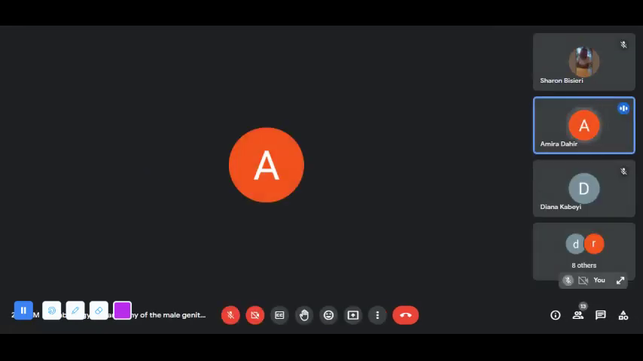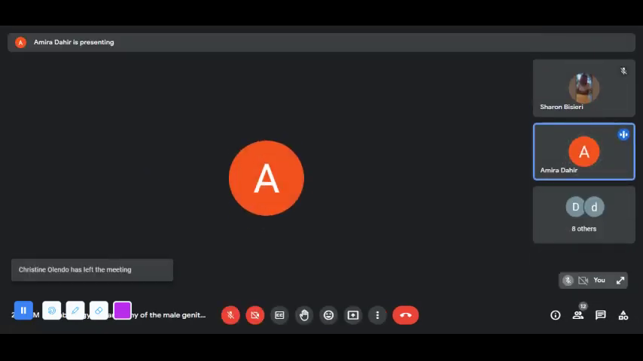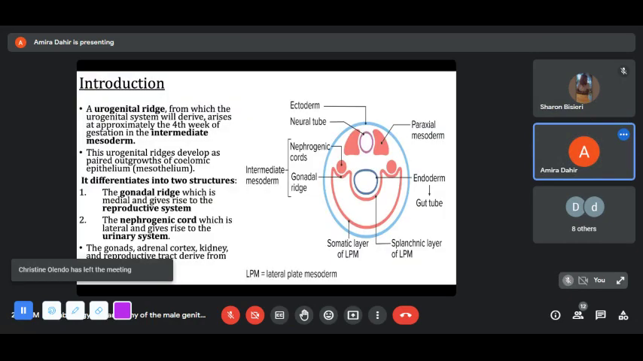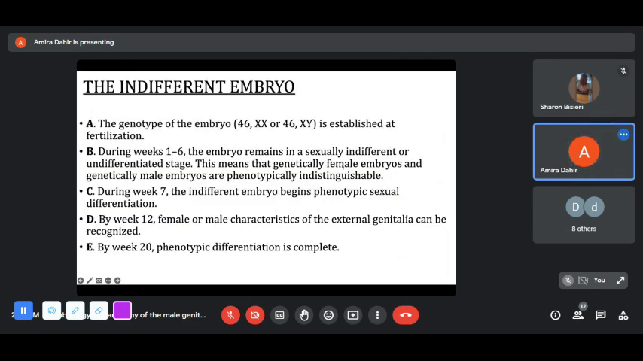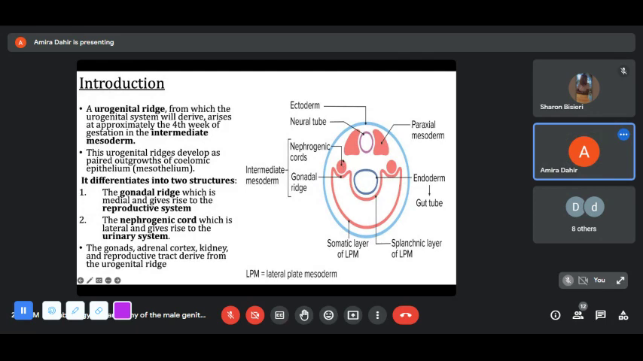Of coelomic epithelium, and it divides into two main structures. These are mainly the gonadal ridge, which gives rise to the reproductive system, and the nephrogenic cord, which gives rise to the urinary system. So you can see here, this whole portion is the intermediate mesoderm, and this particular portion is the urogenital ridge. It divides into the nephrogenic cord and the gonadal ridge.